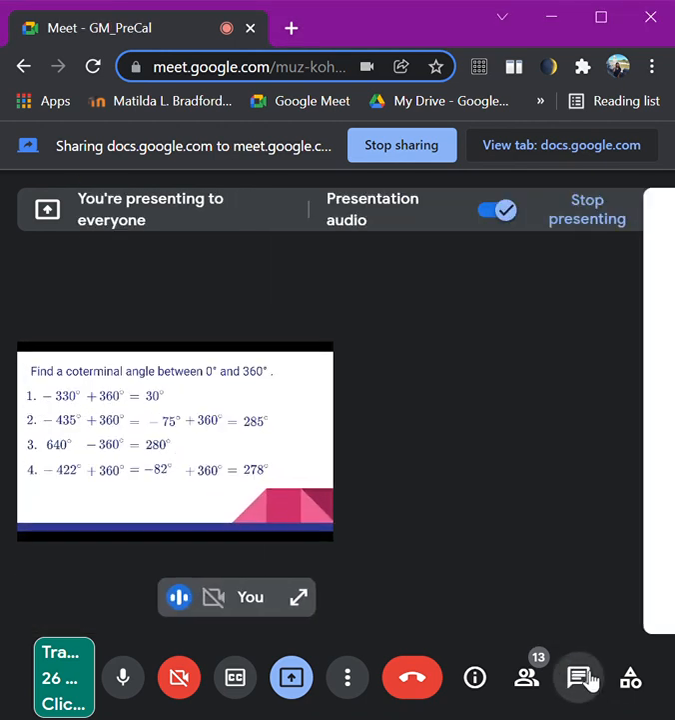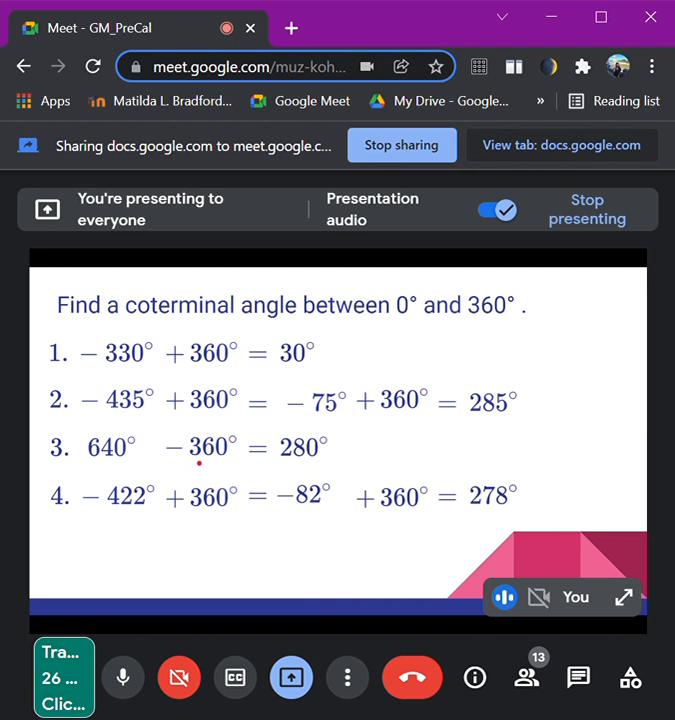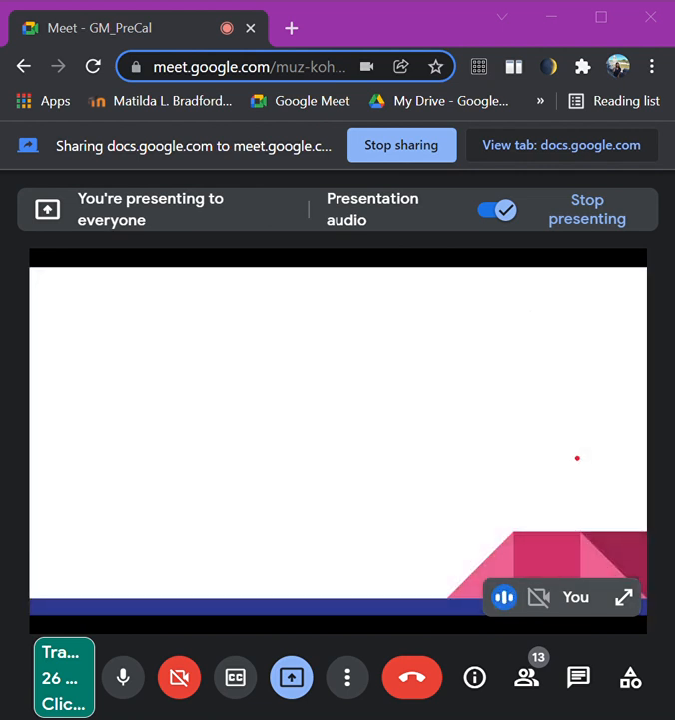Okay, any questions, class, for number 4? Questions, clarifications, violent reactions. It's easy to find a coterminal angle, right? No more questions? Okay.